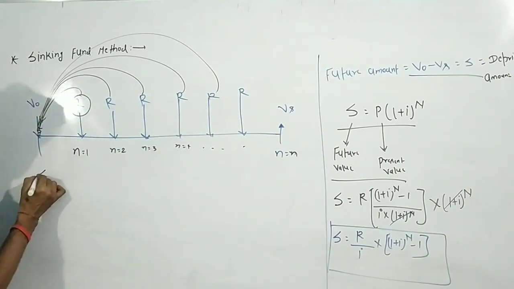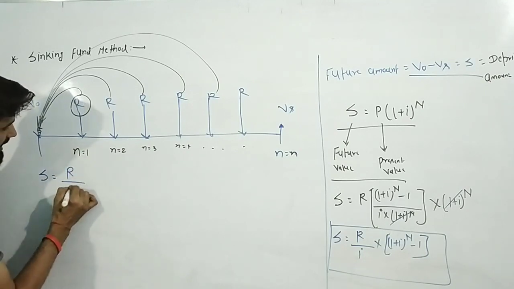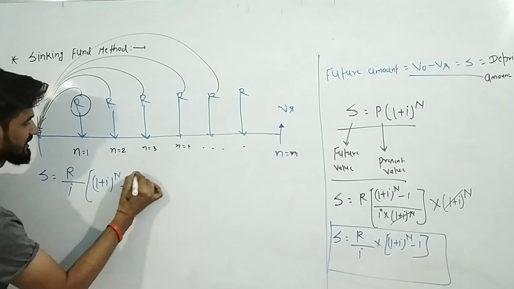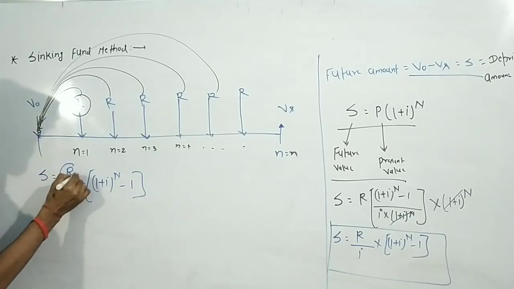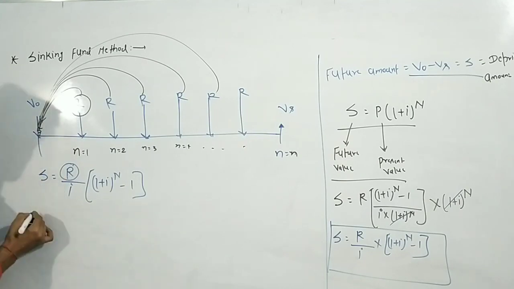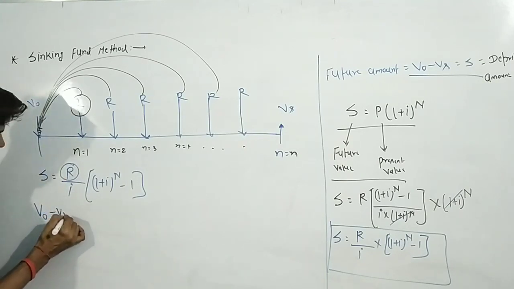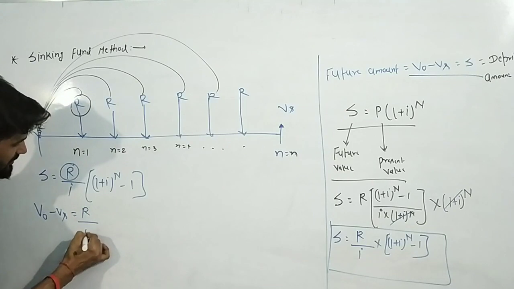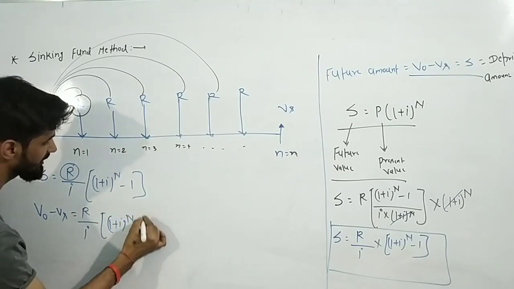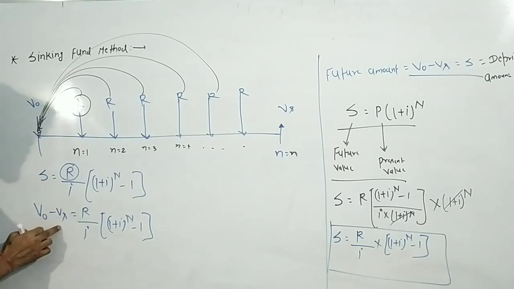I am writing here S is equal to R upon i into ((1 plus i) whole to the power n minus 1), and it is the annuity concept. Each and every year, R is the depreciated amount. R is depreciation per year, and you can write S is equal to V0 minus Vs, that is equal to R upon i into ((1 plus i) whole to the power n minus 1). Here Vs is salvage value.